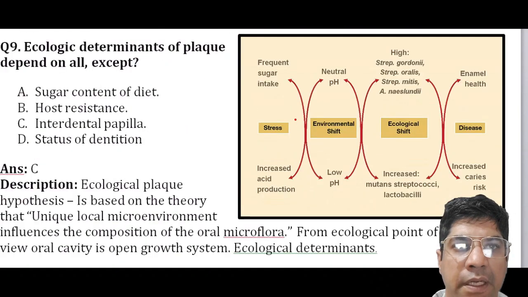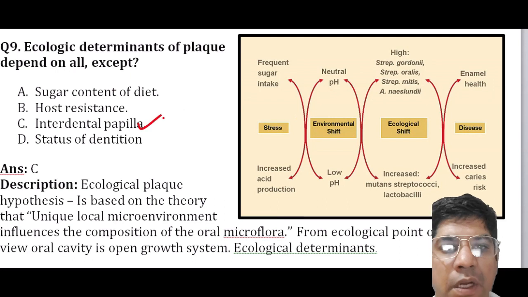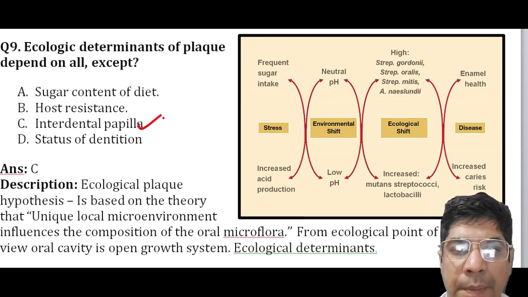The ecological determinants of plaque depend on all except. The answer is C, interdental papilla. The sugar content of one's diet is a critical ecological determinant, as it influences the availability of fermentable carbohydrates for oral bacteria, which can lead to production of acid and development of dental plaque.